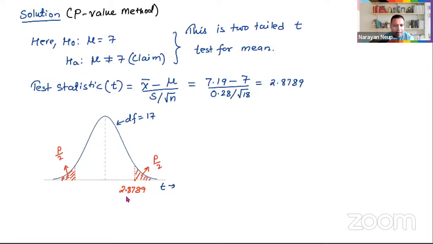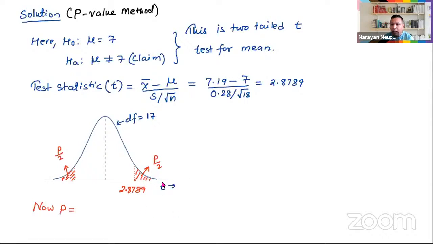And once you have this value, we need to find this area on the tail. Okay, we can find the area on the right tail and double it. So the p-value will be equal to, now the p-value is equal to, let's find the area on this right tail.